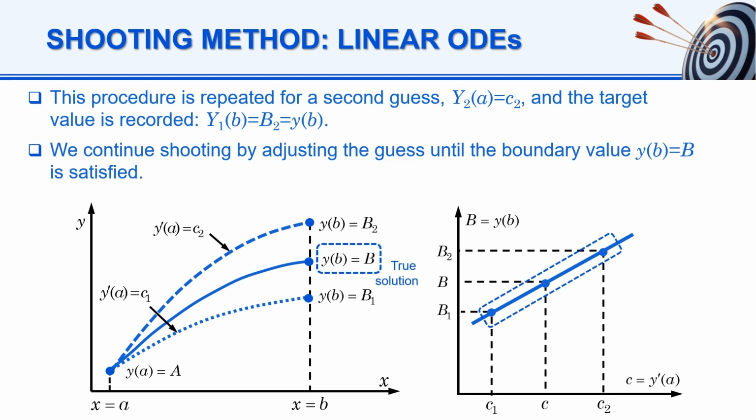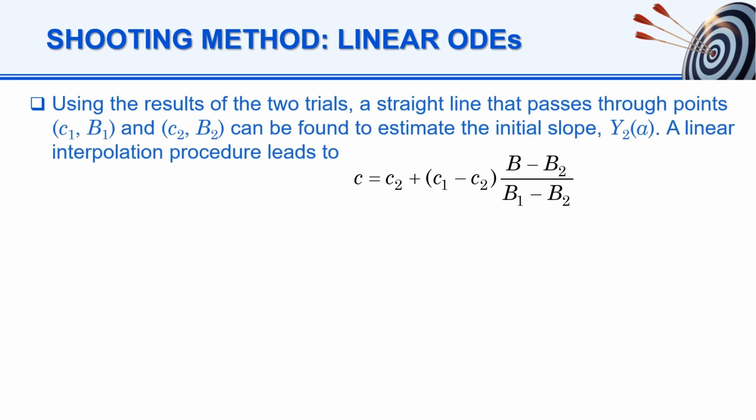Note that the estimated boundary values fall on a straight line. Using the results of the two trials, a straight line that passes through points C1, B1, and C2, B2, can be found to estimate the initial slope, y2a. A linear interpolation procedure leads to the following linear relationship, where C is the true initial slope.